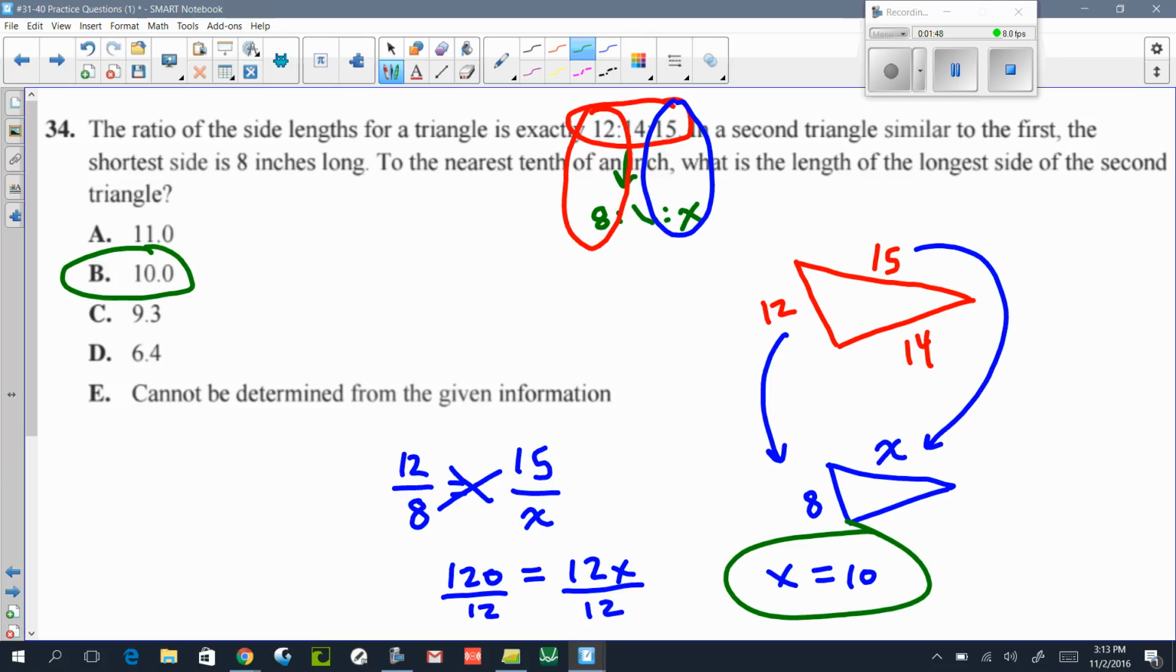Again, we don't really need to waste our time drawing these pictures. We could simply just use the fact up here that we know the shortest side, 12, has to correspond to 8, as the longest side, 15, corresponds to our unknown value, x. So from this information right here, we could set up this proportion and solve.